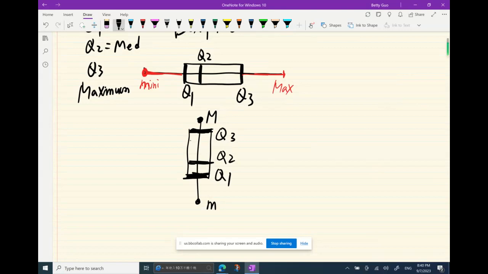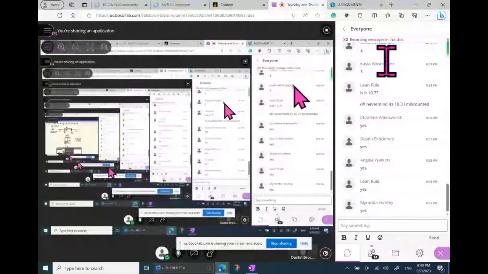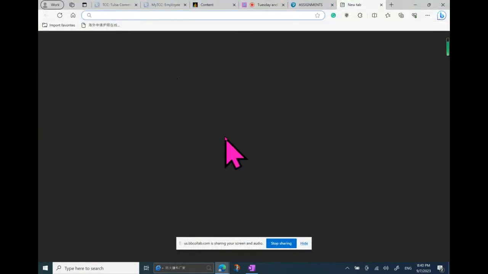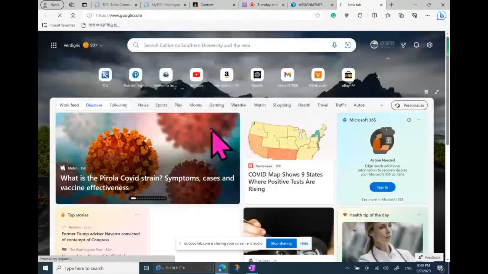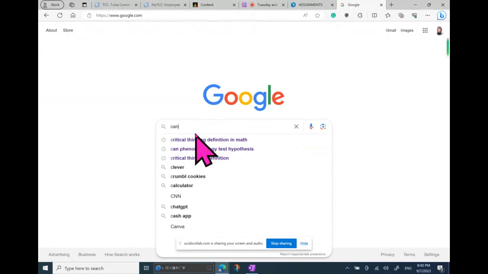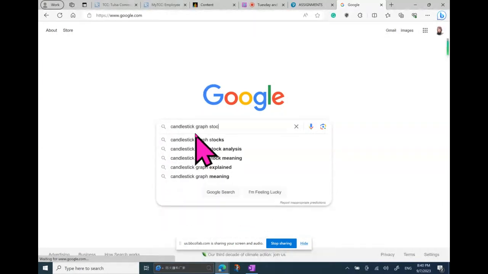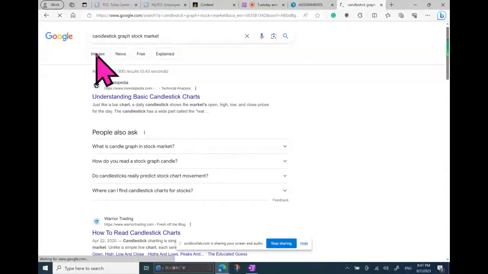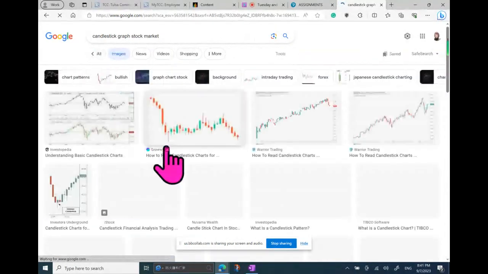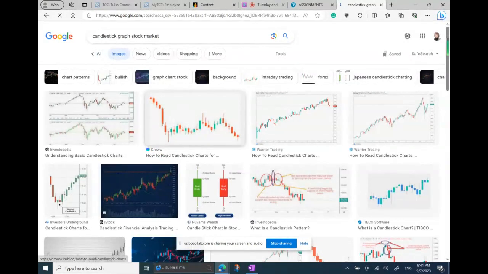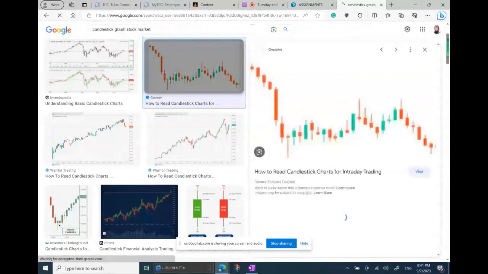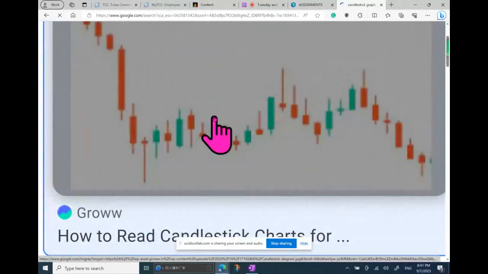I don't know if any of you look at stock trends, like a candlestick. They are not exactly the same, but the idea is similar. Give me a little bit of time. Let's see. Just similar, not exactly the same. Candlestick graph, stock market image. You see those candlesticks? They are similar to the 5-number summary, but not exactly the same.